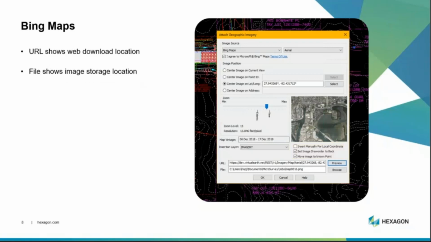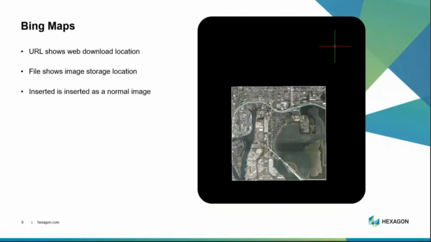Down at the bottom, the URL shows the downloaded location for that file, and the file shows where it's going to be stored. You can change that as well. When you insert this image, it's going to be inserted just as a normal image within MicroSurvey CAD. It doesn't update or anything like that, so you can move it around and use it just like any other normal image.